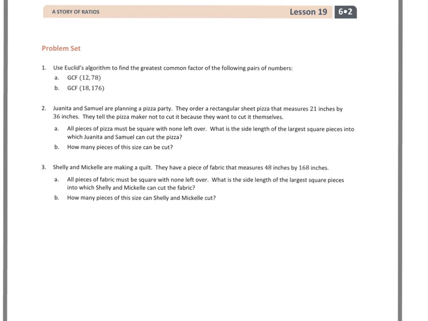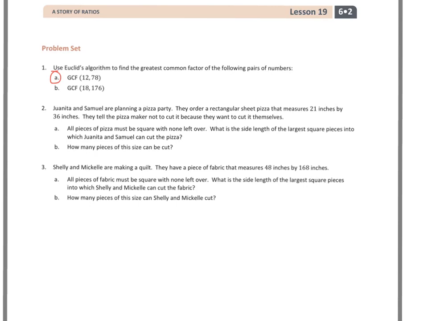Hello everyone, this is Grade 6, Module 2, Lesson 19 problem set. For number 1 it says, use Euclid's algorithm to find the greatest common factor of the following pairs of numbers. So let's take a look at A, and we have 12 and 78. We want to find the GCF, or the greatest common factor, meaning the greatest factor that both of them share.